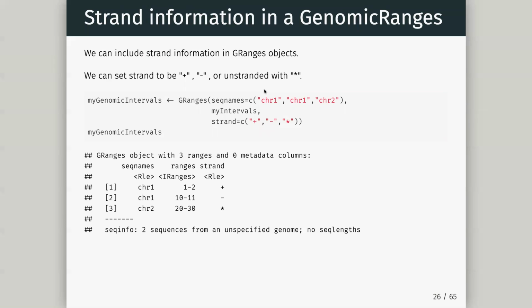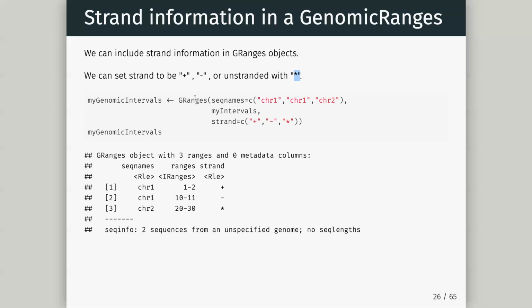It also includes strand information with GRanges objects, and this is going to become important for later manipulations. We might want to say this is the nearest feature on the same strand or on a different strand. We may consider a feature doesn't overlap another feature unless it's on the same strand. Okay, so strand's important. So we can set strand to be plus, negative, or unstranded with star. And I think we saw star in some of the BED files. Typically, ChIP-seq is strandless. The technology doesn't give you strand information, typically.